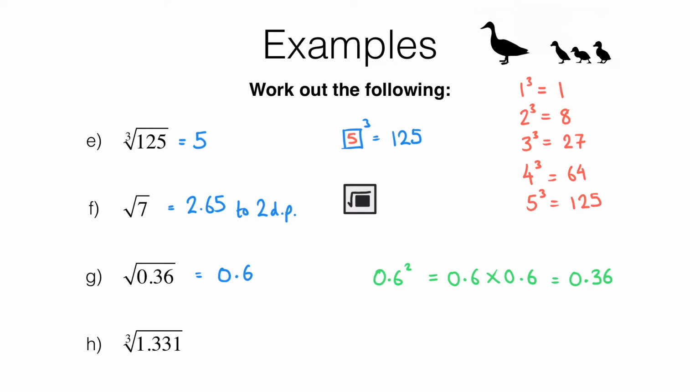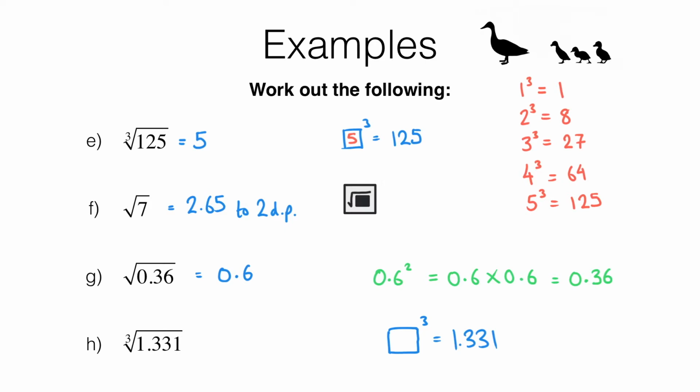Moving on to example H, we've now got to find the cube root of 1.331. So we're looking for a number that when we cube it, it gives us 1.331. This is not something you'd be expected to do in your head. If you use a calculator, you would need to use the cube root function.